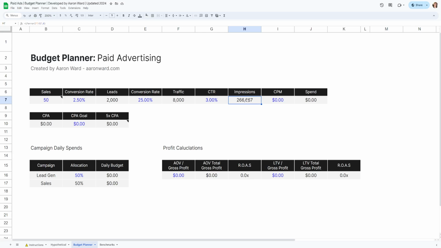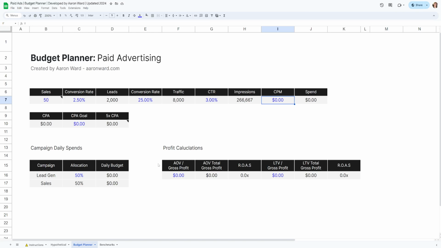We now have your impressions. So with your impressions, this is basically users who actually see your ad. That's what an impression is. One impression equals one person has seen your ad. You need 266,000 people to get 3% of them to click through to generate 8,000 users who convert at 25% into your leads, who then convert into your sales. We're almost at the end here.